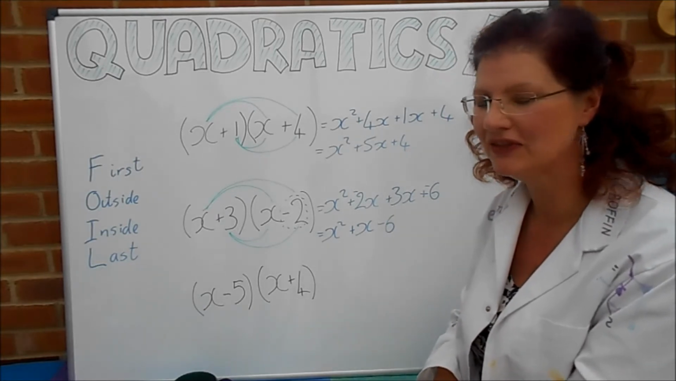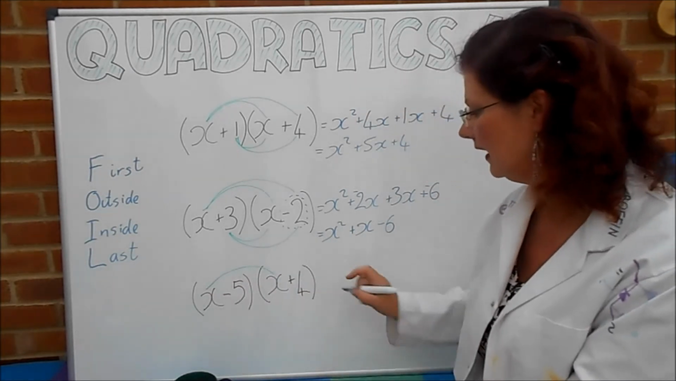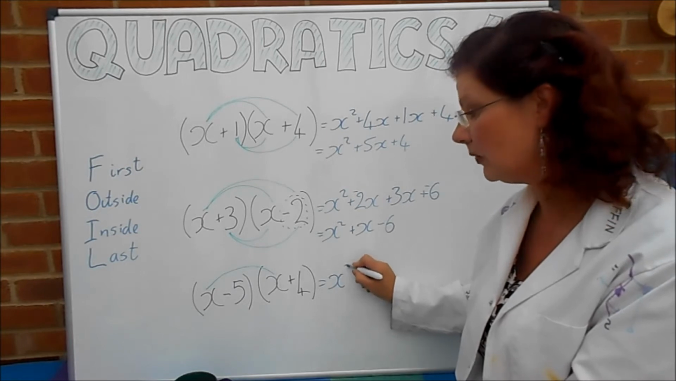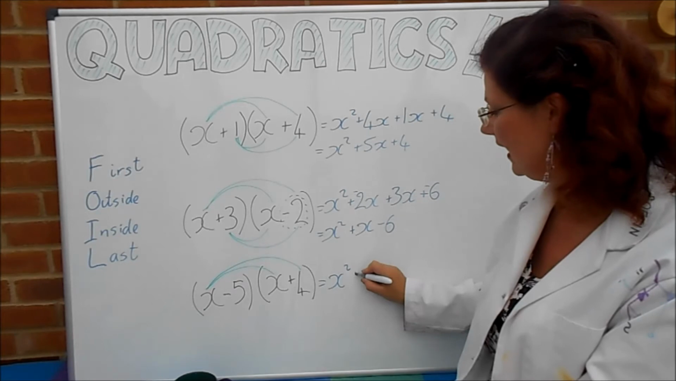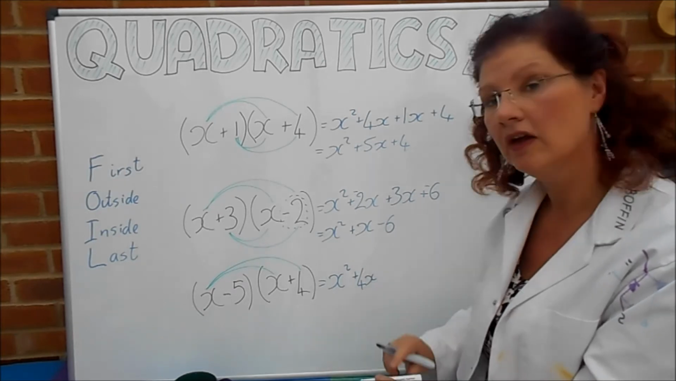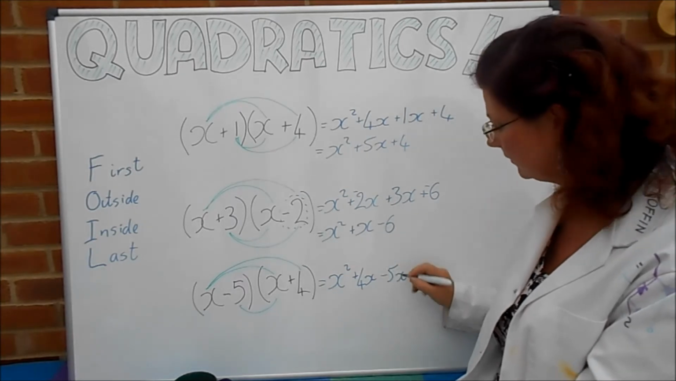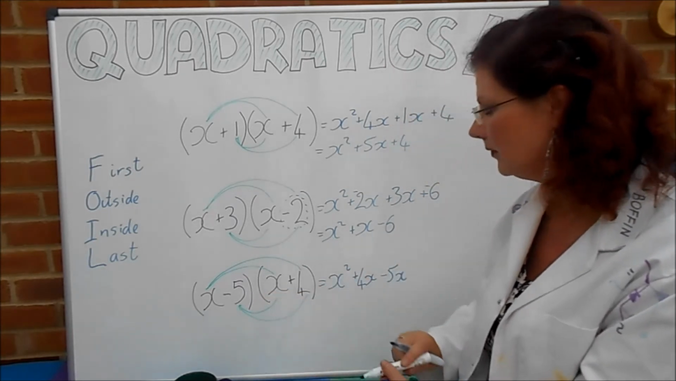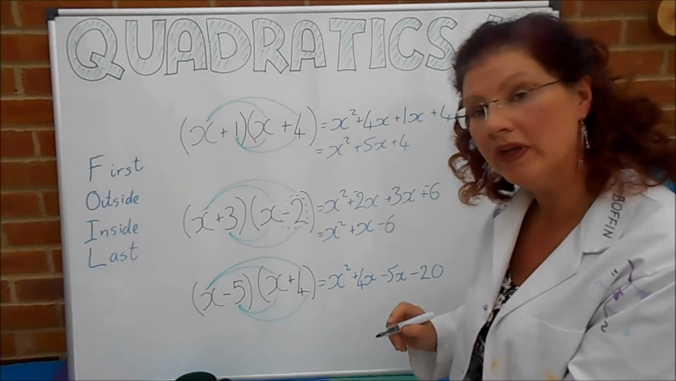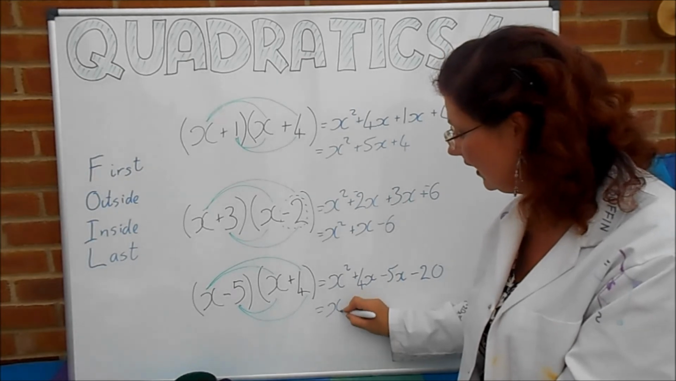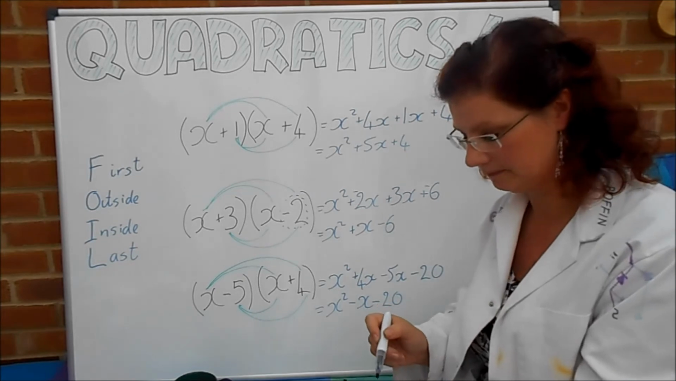Okay, hope those negatives didn't get you. And for the last one down here, again, we're starting off with x squared. Then we have add 4x. For the inside 2, take away 5x. And for the last 2, take away 20. So when we combine all those, we get x squared minus x minus 20.